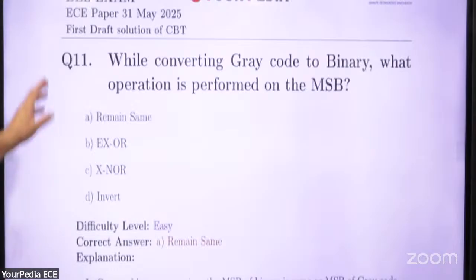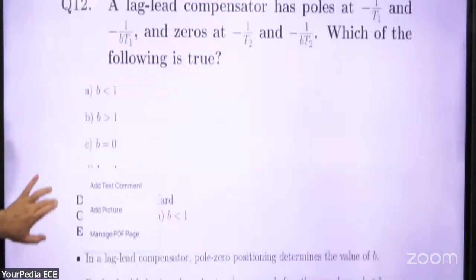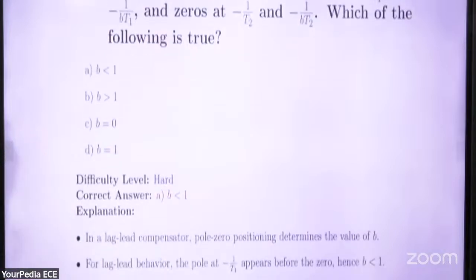Easy? Most of the paper was easy, friends. Pretty easy paper, not difficult.